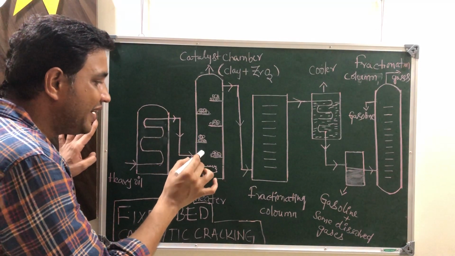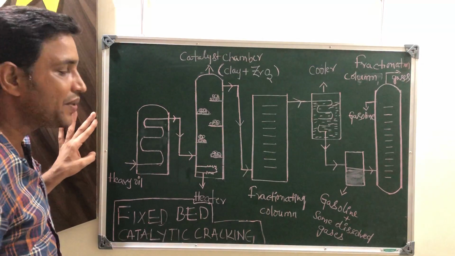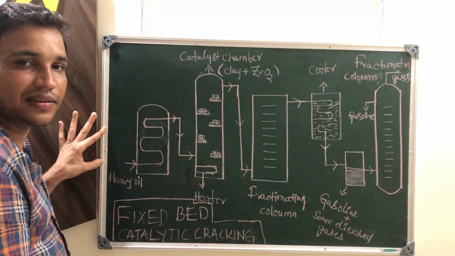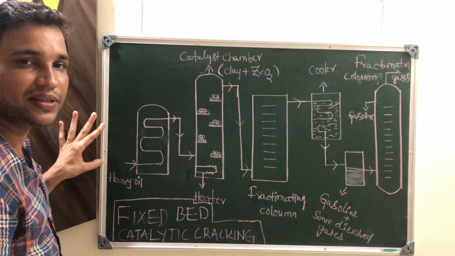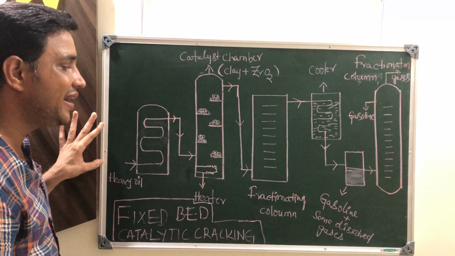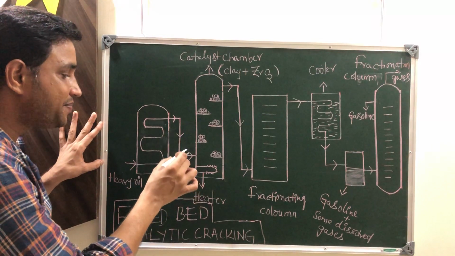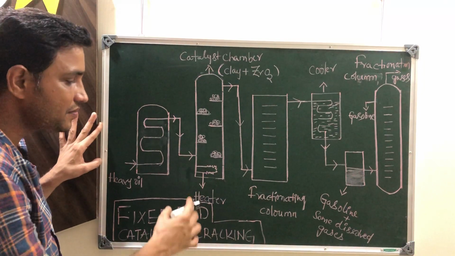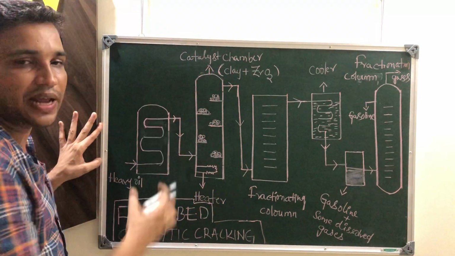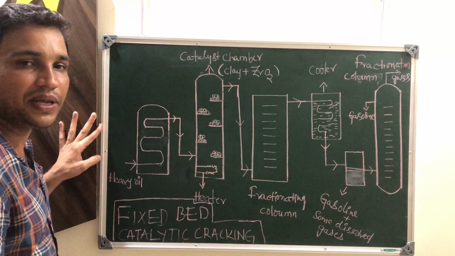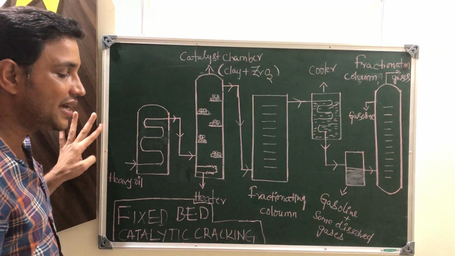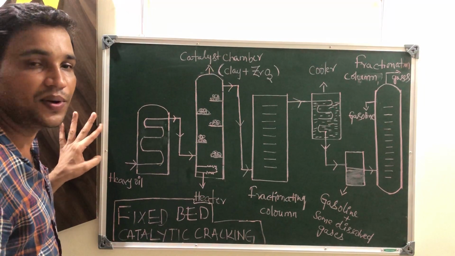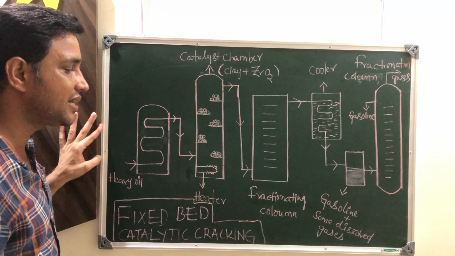Okay, and entered into the catalyst chamber. The catalyst chamber already containing catalyst. Actually, when the heavy oil enters into this, by the application of temperature, that is around 400 to 500 degrees Celsius.